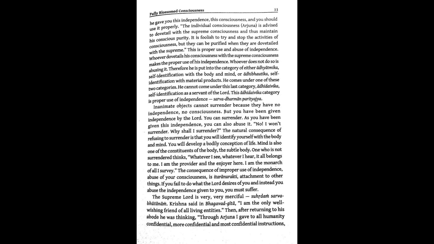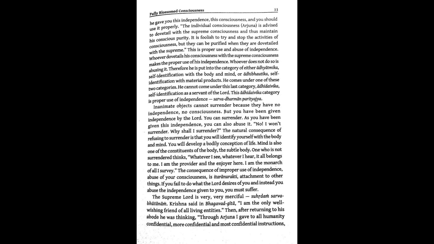Therefore, he is put into the category of either adhyatmika, self-identification with the body and mind, or adibhautika, self-identification with the material products. He comes under one of these two categories. He cannot come under this last category, adidaivika, self-identification as a servant of the Lord. This adidaivika category is proper use of independence. Sarva dharman parityajya.